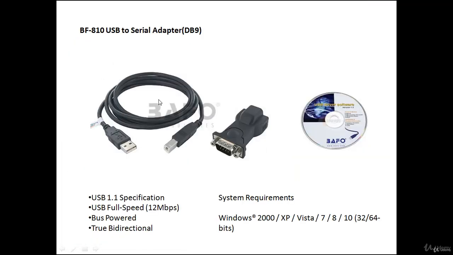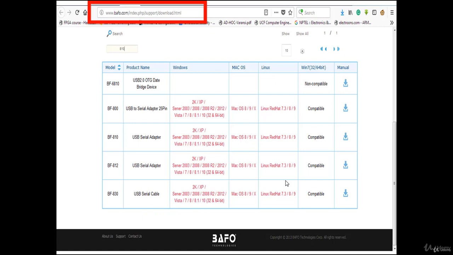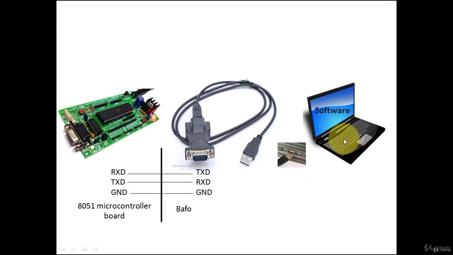This comes with one USB cable, a serial adapter and one CD. You will find the driver software inside this CD. It supports XP, Windows 7, 8 and 10. If you want, you can also download the latest version of the driver software from the website. The laptop sends the data over the USB port to the BAFO adapter. The BAFO adapter converts the USB voltage levels to the RS-232 standard voltage levels.